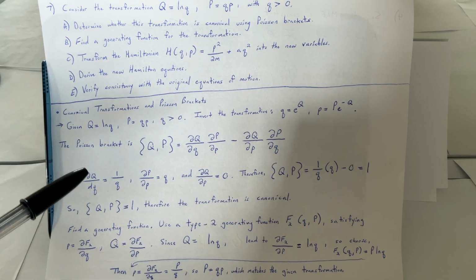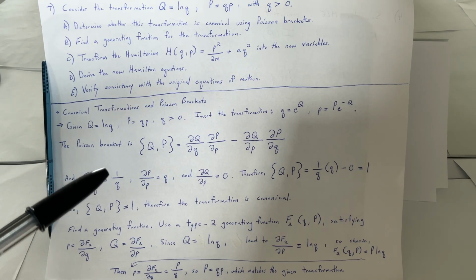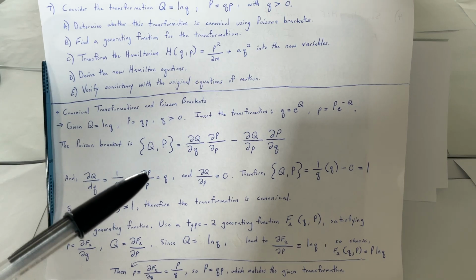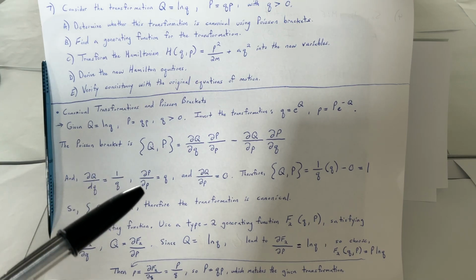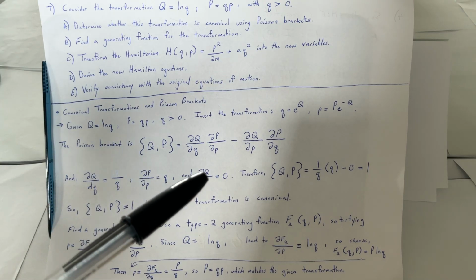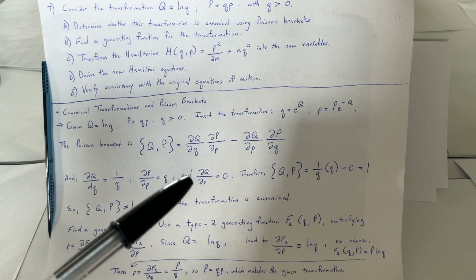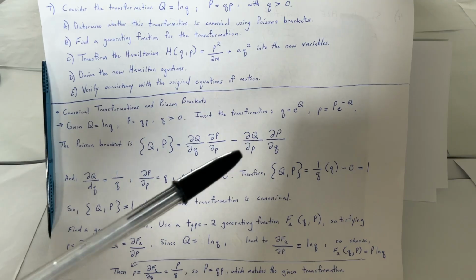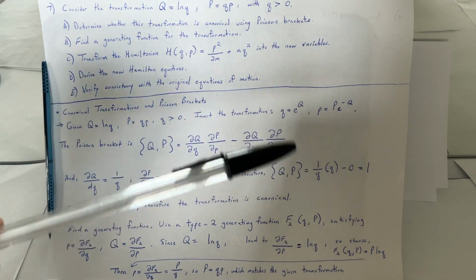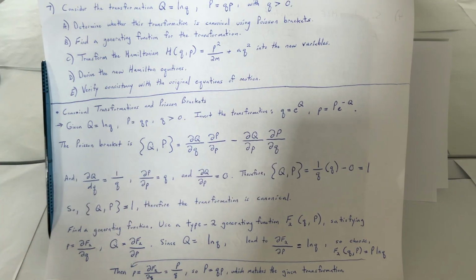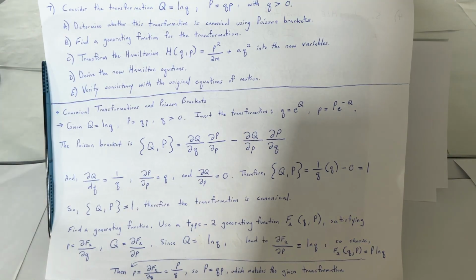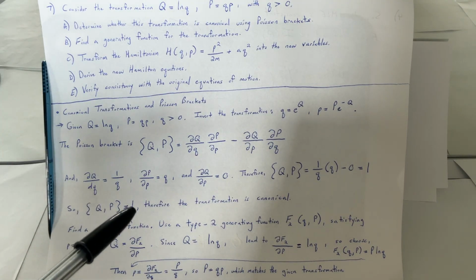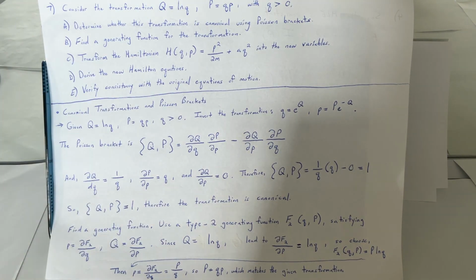So the partial derivative of Q with respect to lowercase q equals 1 over q. The partial derivative of P with respect to lowercase p is q. And the partial derivative of capital Q with respect to lowercase p equals 0. So therefore this Poisson bracket equals 1 over q times q minus 0, which is 1. So the Poisson bracket equals 1, and therefore the transformation is canonical.